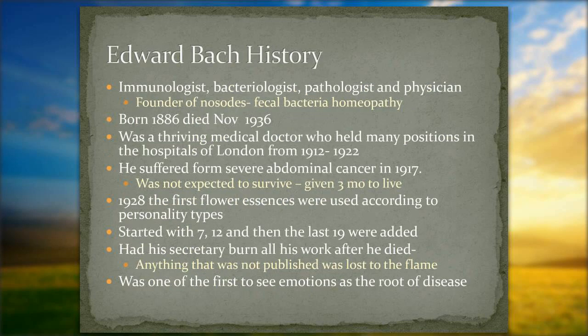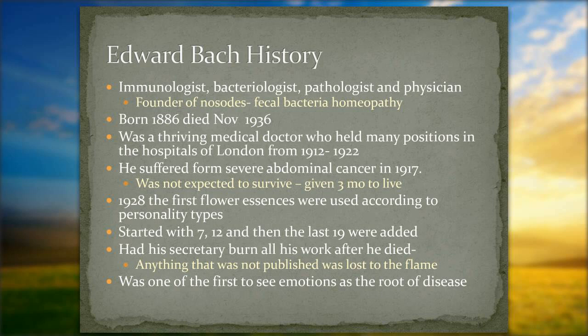And then with Edward Bach himself, he was born in 1886 and he ended up dying in 1936. He was an immunologist, a bacteriologist, a pathologist, and a physician. He founded the nosodes, which were homeopathy based off of fecal bacteria. And what was interesting is that there's 7 nosodes, and there's also 7 categories that the Bach flower essences are put into. We'll go over those individually one by one in the following webinars.